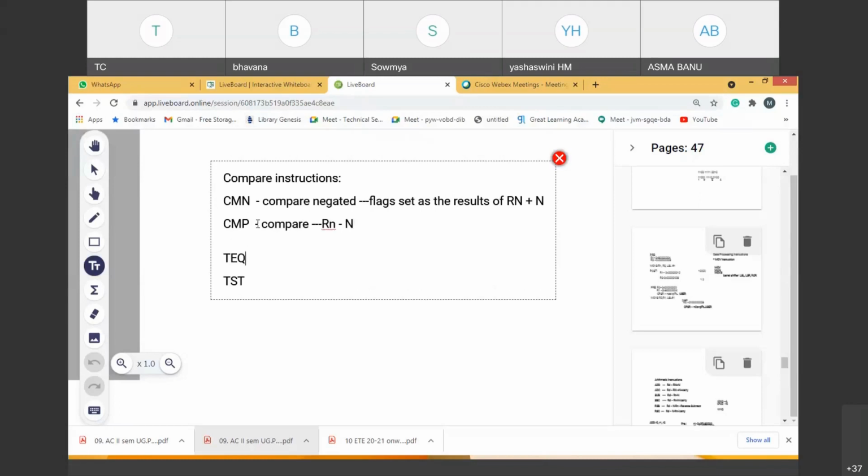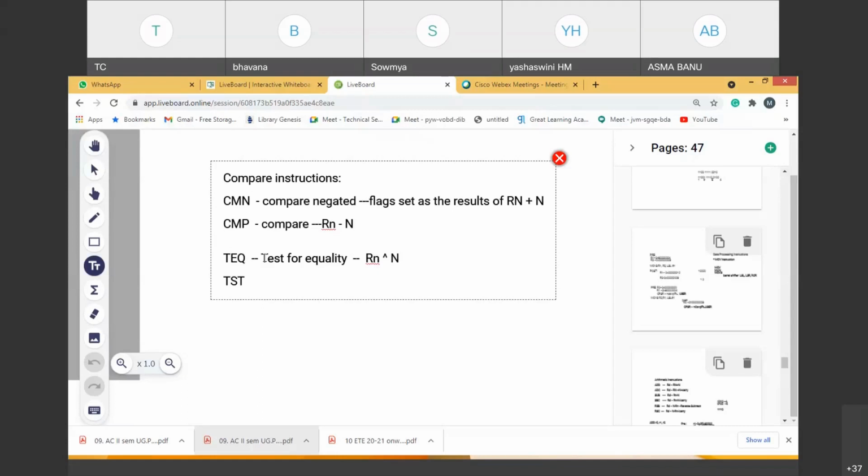Similarly, TEQ is the test for equality. This instruction is the test instruction, test for equality, cross-checking whether the register contents are equal or not. When you do this, it is on 32 bits. Please remember, it is on 32 bits. And what is the operation TEQ means? TEQ actually means XORing those register contents. Okay, you cross-check. It is the same as the XOR instruction, a logical instruction.